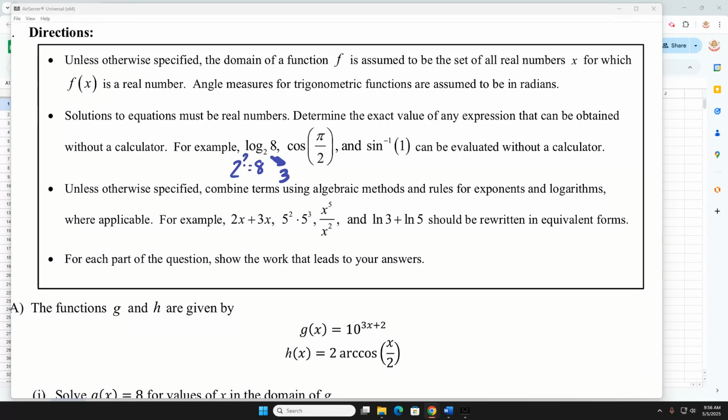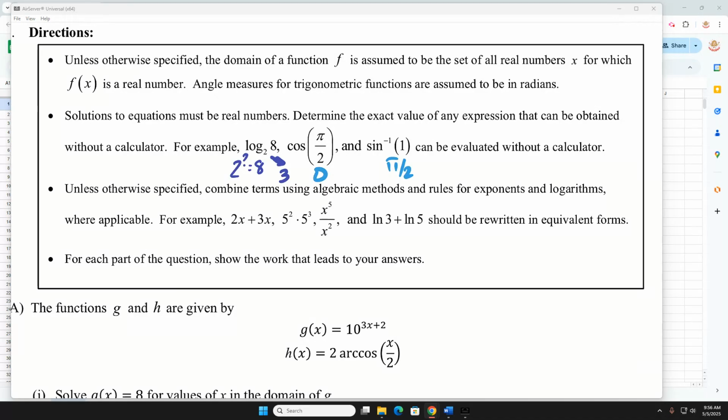All right, cosine of pi over 2, what is that? 0. Yes, good. All right, then the inverse sine of 1. So it's like what angle gives you a sine of 1? Pi over 2. Yep. You guys are good. You got that unit circle down in your brain.